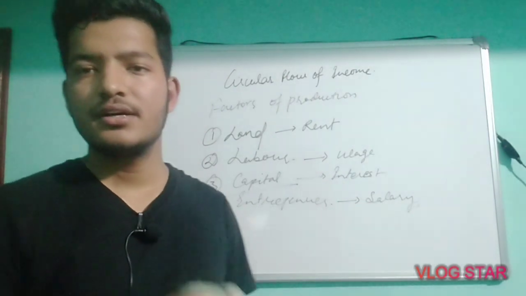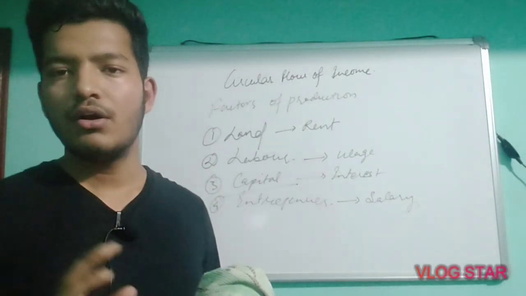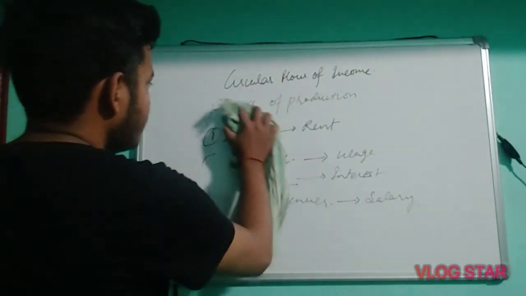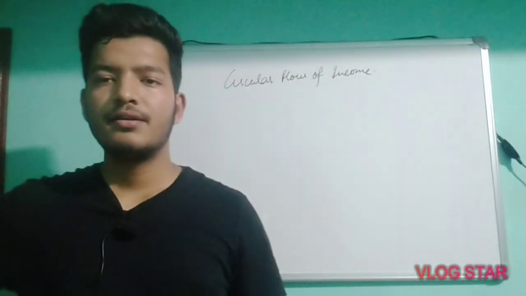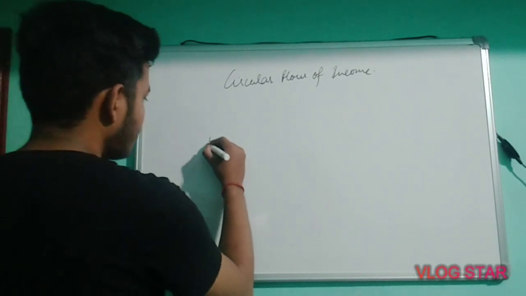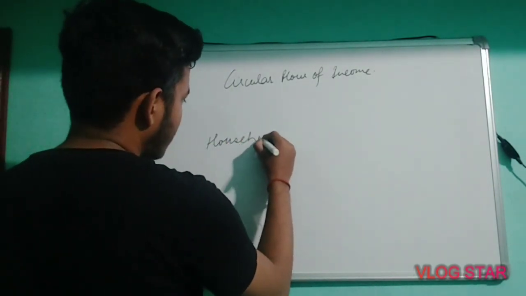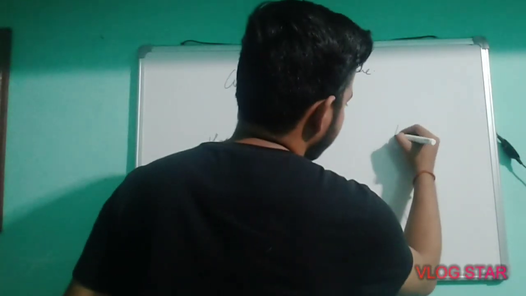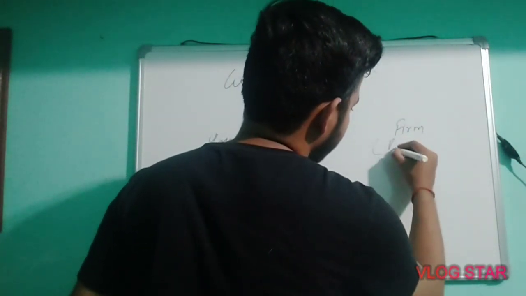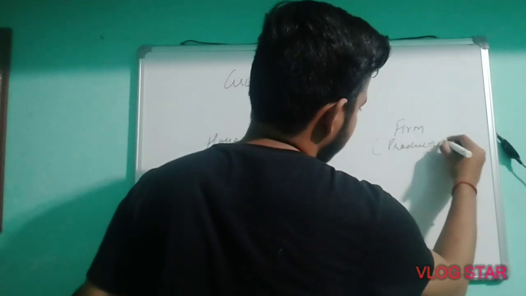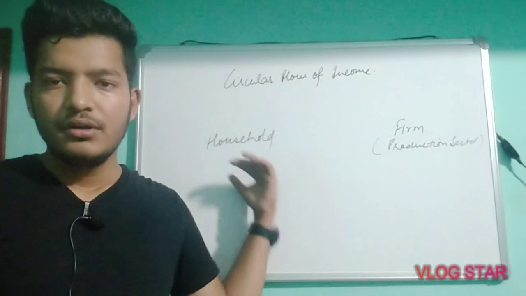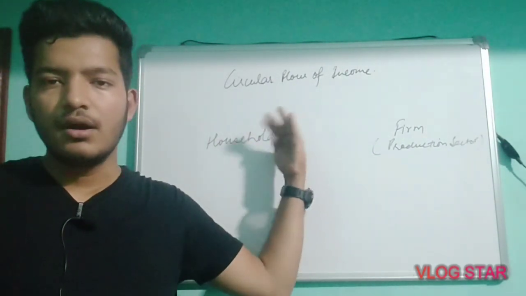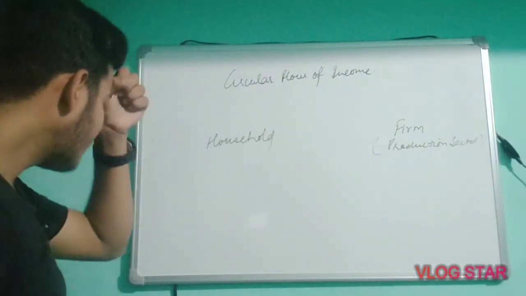And now we will discuss the two sector circular flow of income. By saying two sector, we mean household and, on the other side, firm or production sector. We will see here how money flows from household to firm and firm to household. So let's have a look.